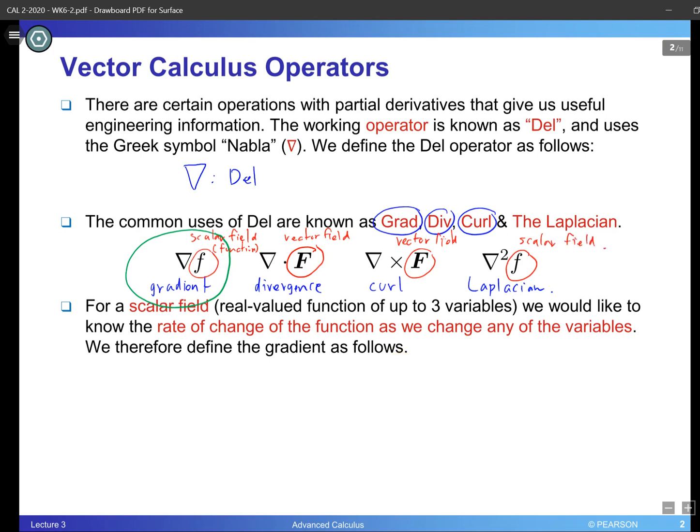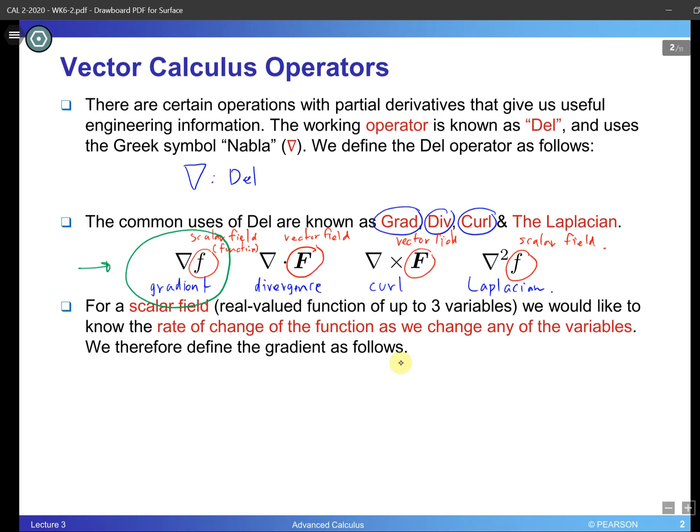When it comes to gradient, you apply it on a scalar field. When it comes to divergence and curl, you apply it on vector fields. And Laplacian, once again, scalar field. And back to this gradient, which is the focus for this course and the midterm. Let's take a look at the formula for this gradient.